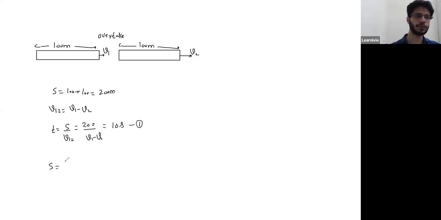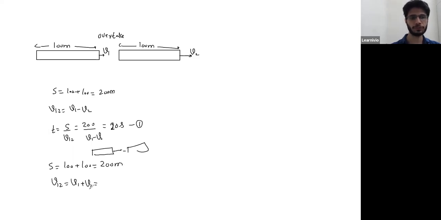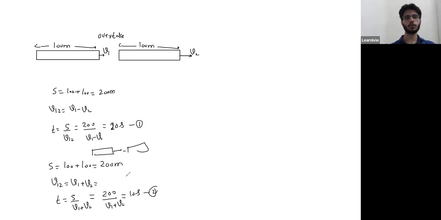When they are moving in the opposite direction, then 100 plus 100 is 200 meters, right? Yes. In crossing each other, the relative velocity is higher, v1 plus v2. Time is again s divided by v1 plus v2, equal to 200 by v1 plus v2. That comes out to be 10 seconds. So now you have two equations and two variables. Can you solve them? Yes. Any other doubt? No. Thank you very much.